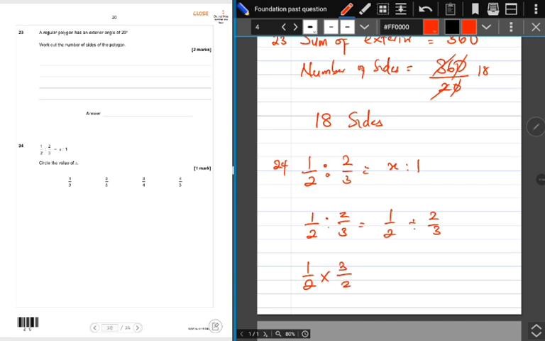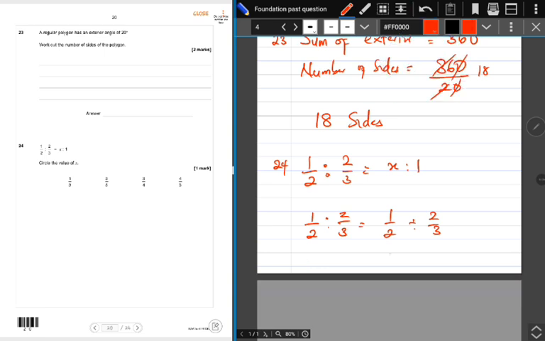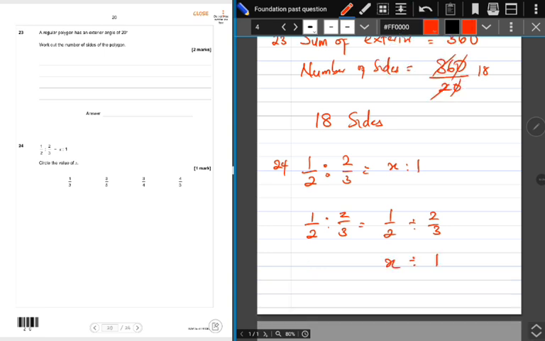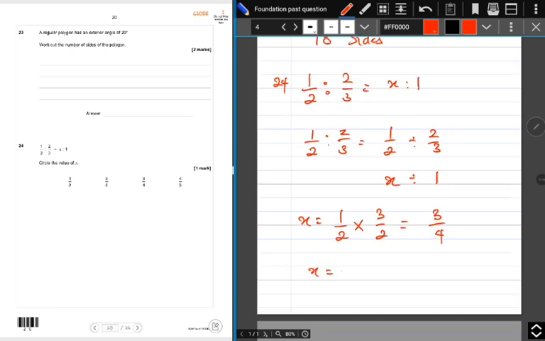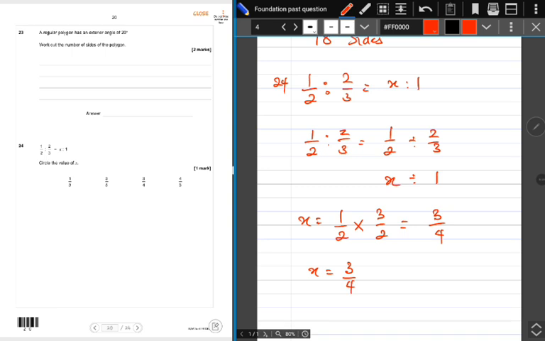Okay, let's read it this way. We can rewrite this as x also divided by 1. So we then say x equals 1 over 2 times 3 over 2, which is going to give us 3 over 4. So that means x equals 3 over 4. So that will be the third option there.